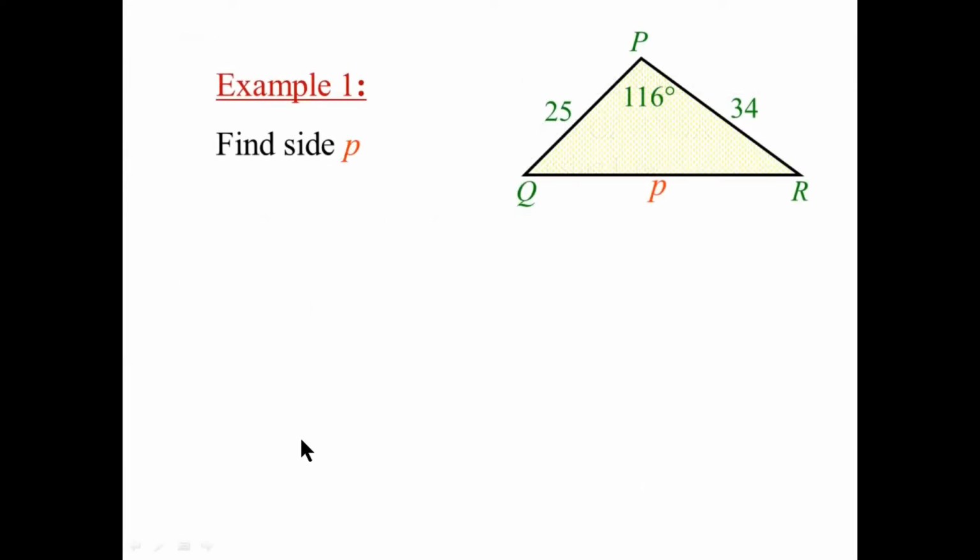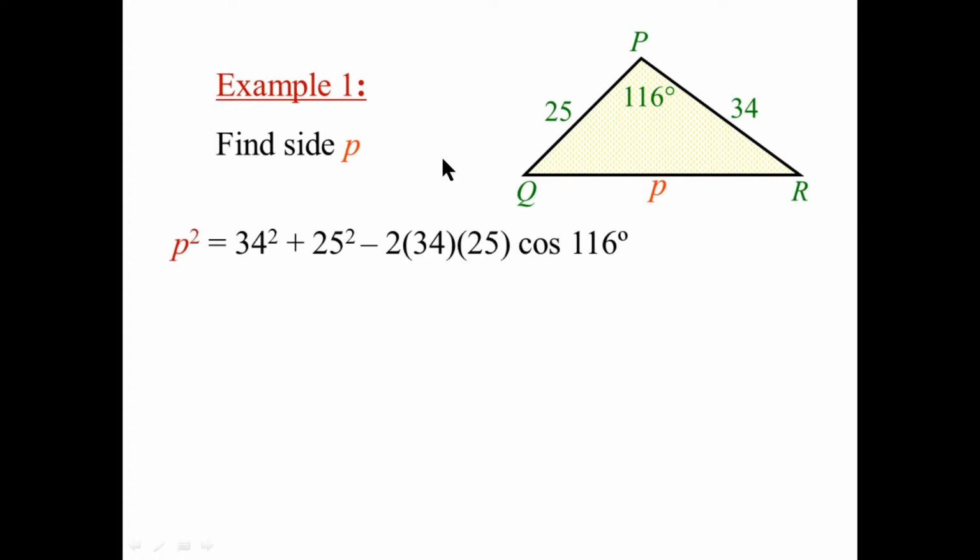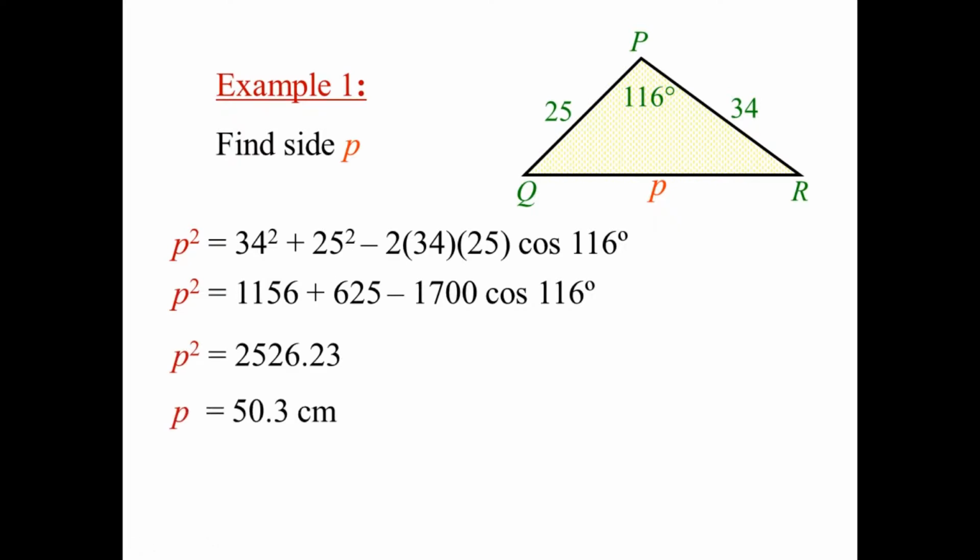Let's do an example. Here's an example of cos law usage. We can see that the angle that we know is contained between two sides that we know. Angle contained between two sides, we can get the opposite side p by going p squared equals 34 squared plus 25 squared minus 2 times 34 times 25 cosine 116. It's the pattern. Use a calculator, come to this, and take the square root. That simple.